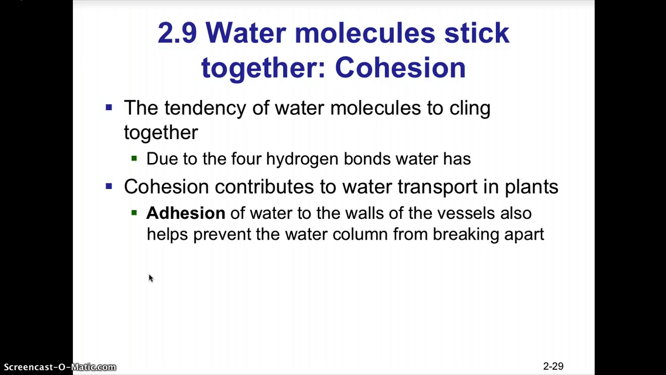So when you talk about water transport in plants, adhesion will be the water molecule being attracted to the walls of the plants. So it will be attracted to that vascular tissue, which will help prevent the water column from breaking apart. So it's pulled up, kind of like in a vacuum, the water molecules will stick together and they are attracted to the sides of the plant tissue. That would be cohesion and adhesion.